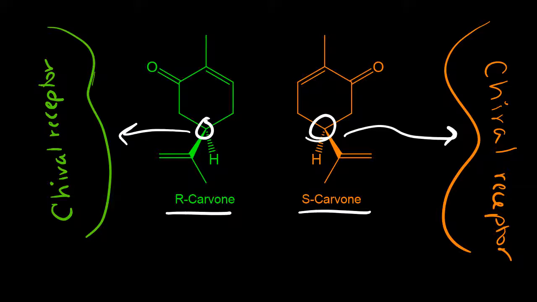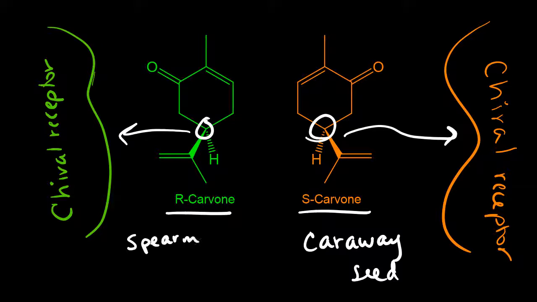And the result of that for us is that S-carvone is going to smell like caraway seed, which I don't know if you've ever smelled that before, but it smells quite different than spearmint. And so because these two different enantiomers interact with two different receptors, that's going to cause a different perception when we smell these.